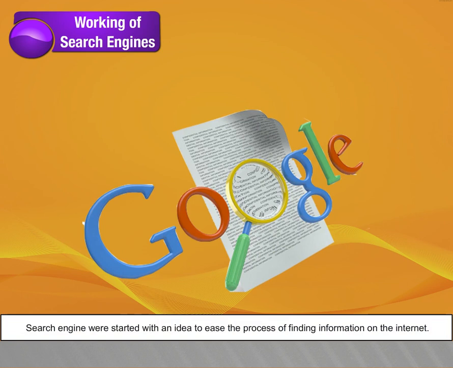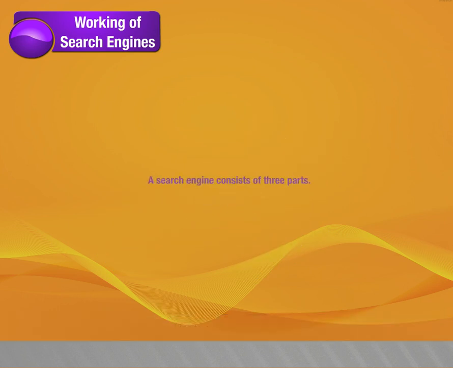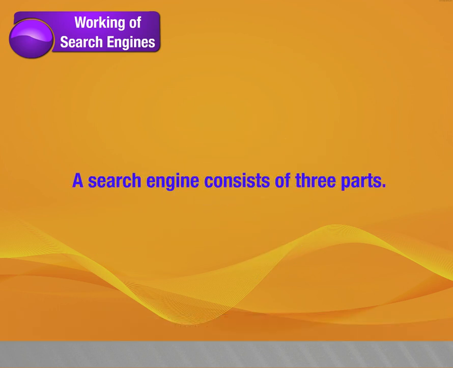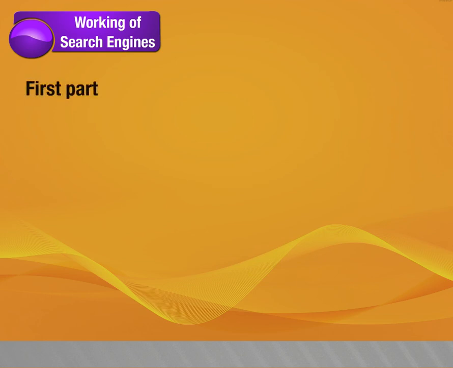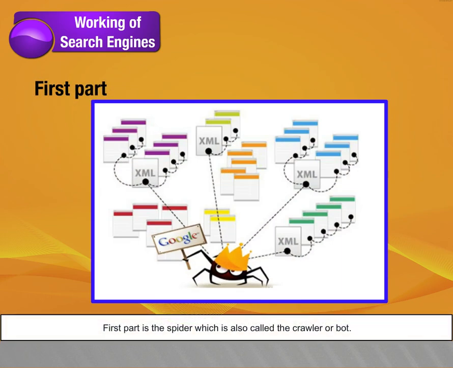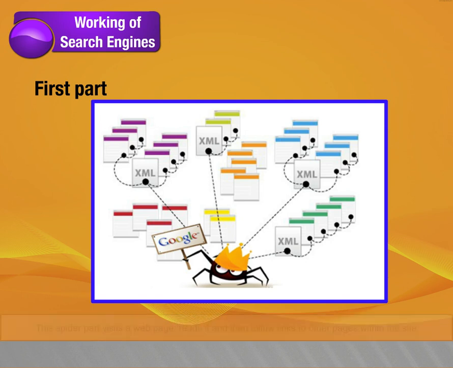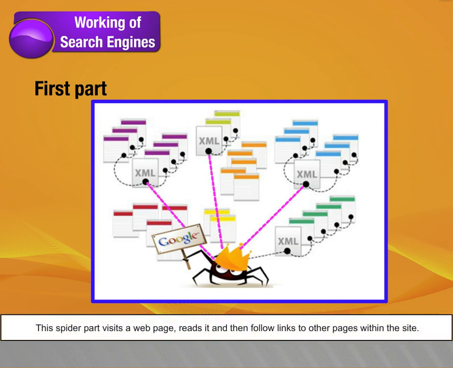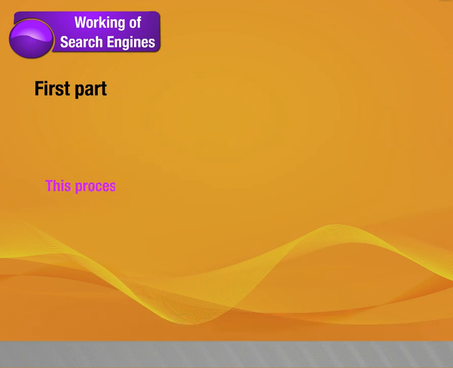Search engines were started with an idea to ease the process of finding information on the internet. A search engine consists of three parts. First part is the spider, which is also called the crawler or bot. This spider part visits a web page, reads it, and then follows links to other pages within the site. This process is often referred to as crawling or spidering.